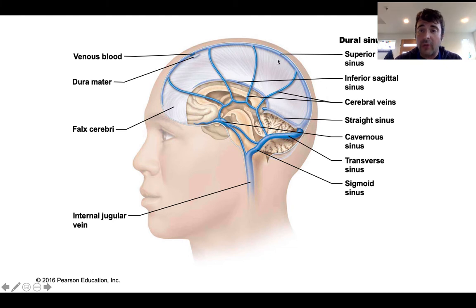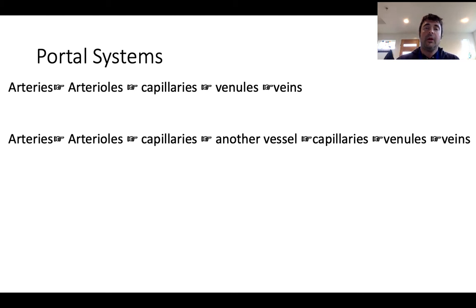Two that you need to know: superior sagittal sinus and transverse sinus. They are incredibly important common points of drainage for the cerebral circulation. So that's the cerebral arterial circle. Now we're going to jump into what a portal system is. So we're going to talk about hepatic portal circulation.